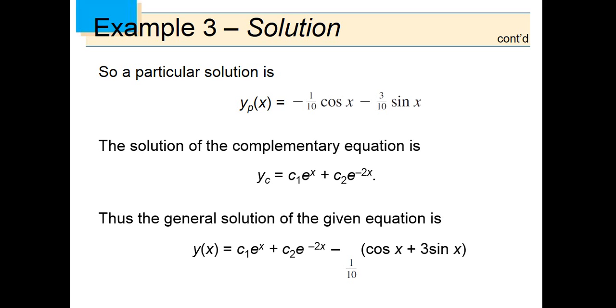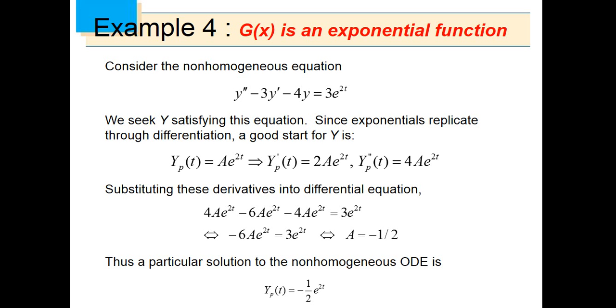This 1 over 10, by the way, is in here. So it's negative 1 over 10 times cosine 3x plus 3 sine x. So we have factored out here negative 1 over 10. Okay? So that's for the third type. You have a sine or a cosine function, or both sine and cosine function in the right side of your differential equation. The fourth type is when you have an exponential function.